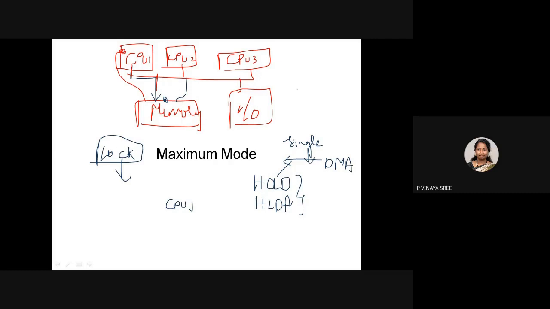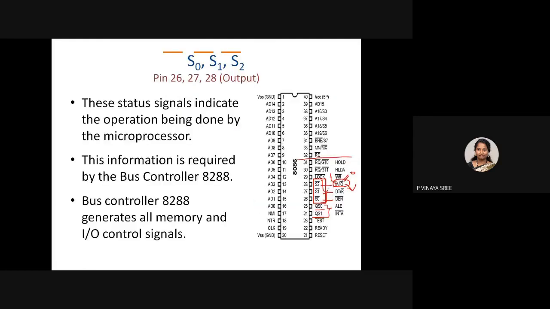Now the other pin is RQ/GT, request and grant. Let me show it, then I will explain.